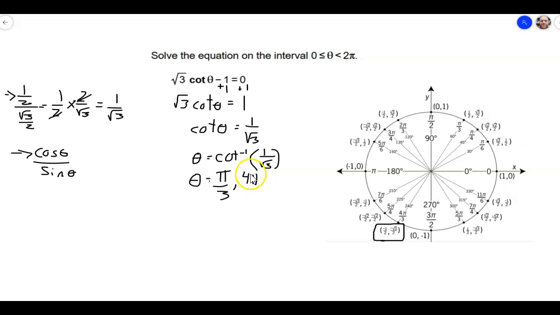4 pi over 3. And the nice thing about the tangent and the cotangent is that we have solutions every half of a circle. So I could have just added a half of a circle to that solution to get another solution. And those are our two solutions between 0 and 2 pi.